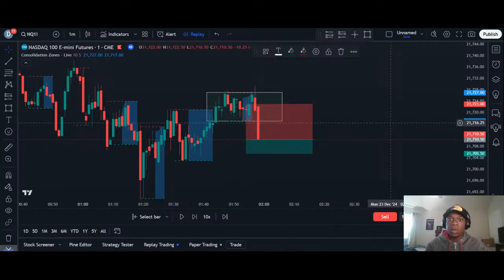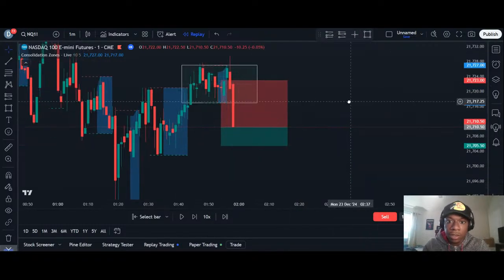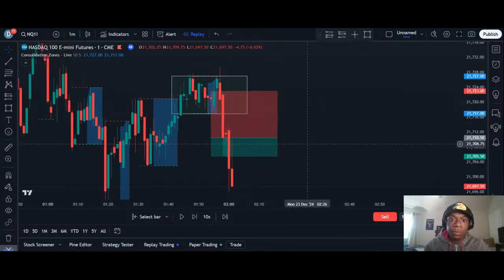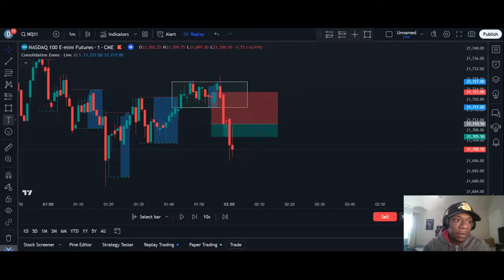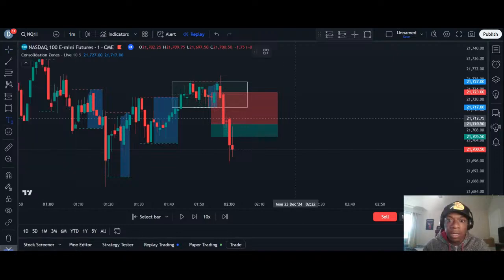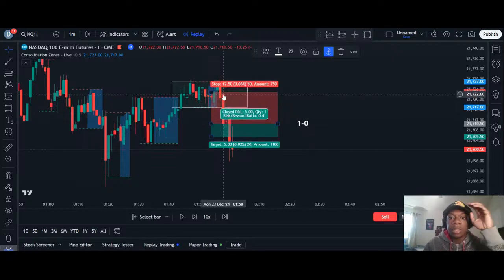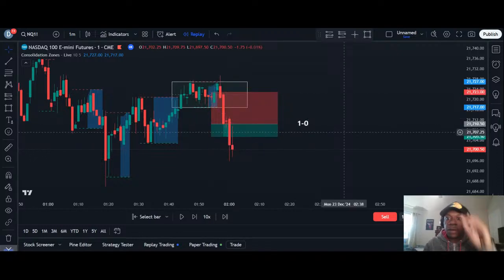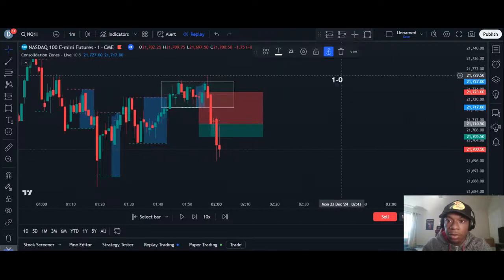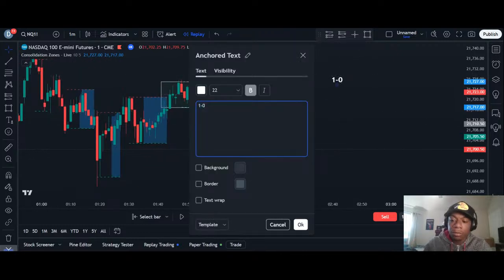So boom, TP1. Let's see if the trade hits. Boom. All right, so this would be 1-0 for the day. This is why it's important to come to the charts at the exact time that you say you're going to come, because I start trading at 2 a.m. And if I came to the charts 15 minutes late, I would have missed this setup. So this would be 1-0 for the day, and I would be up $200.